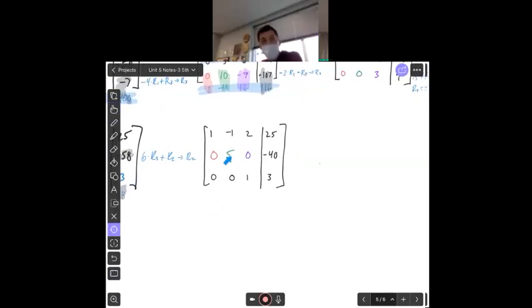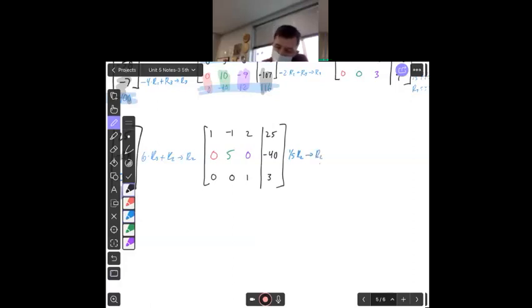So next thing we want is a 1 here. Now I can divide by 5 and get this to be a 1 because that's a multiple of 5. So I'm going to take 1/5 of R2, or R2 divided by 5, however you want to write that. That'll give me 0, 1, 0, and then negative 40 divided by 5 is negative 8.